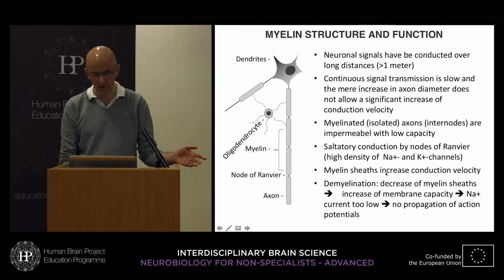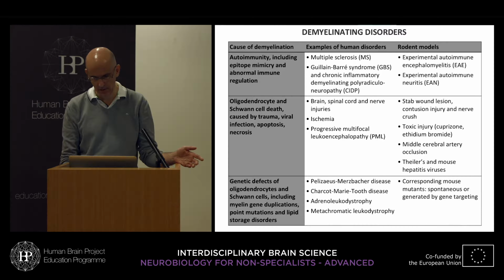Myelin sheath thereby increases conduction velocity, and demyelination leads to an increase of membrane capacity. Sodium currents are too low, and there is no more or diminished propagation of action potential. And this is the reason why demyelination or dysmyelination leads to such severe neurological deficits. Here are some examples of demyelinating disorders.